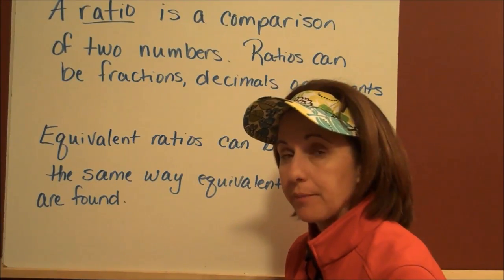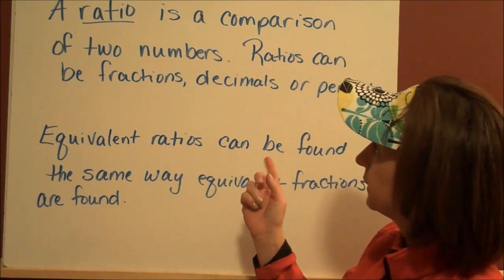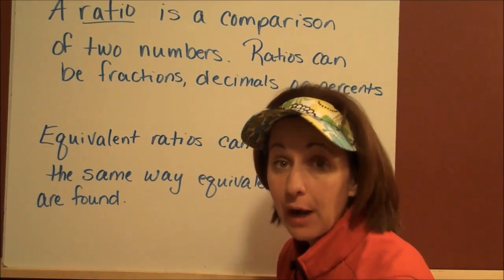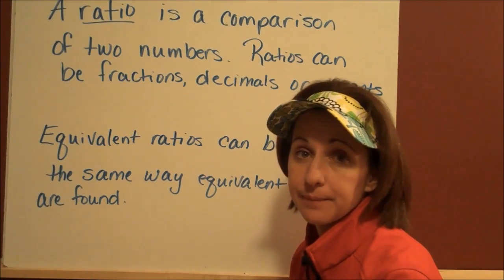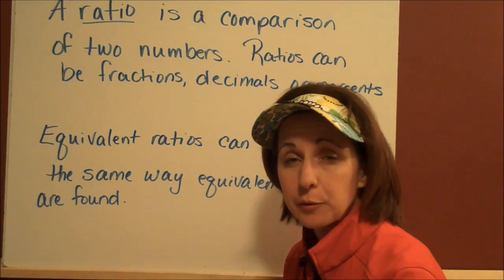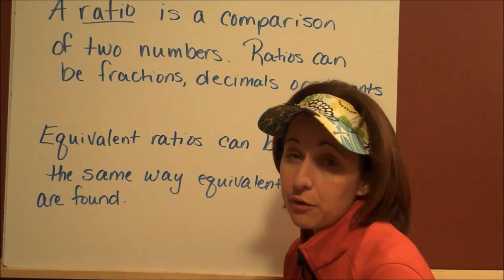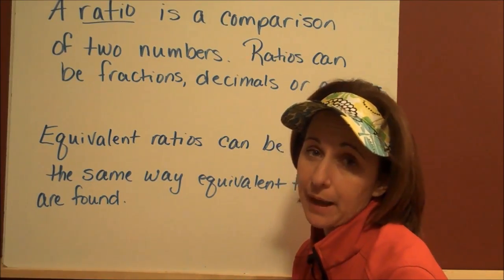It's called a ratio. And a ratio is a comparison of two numbers. Ratios can be fractions, decimals, percents. We're going to talk a little bit about ratios, but first, I'm going to just show you some ratios from around my house.